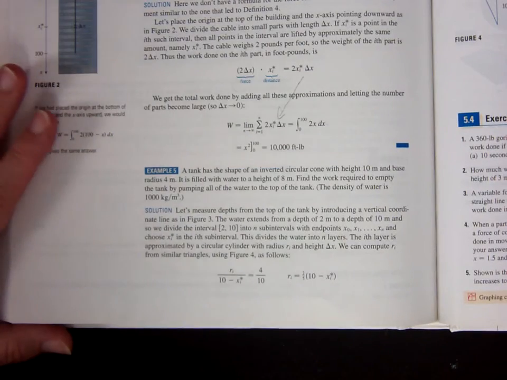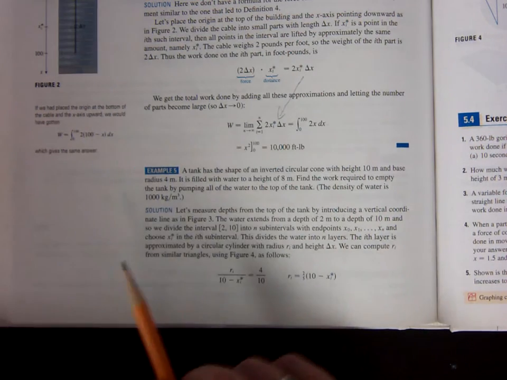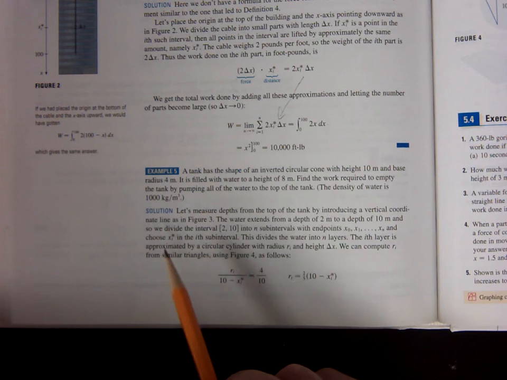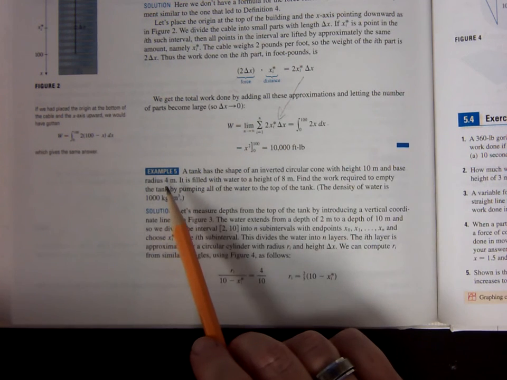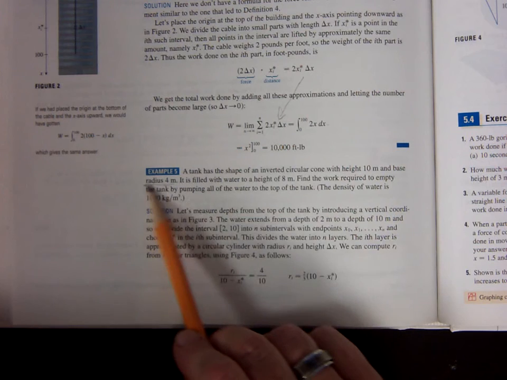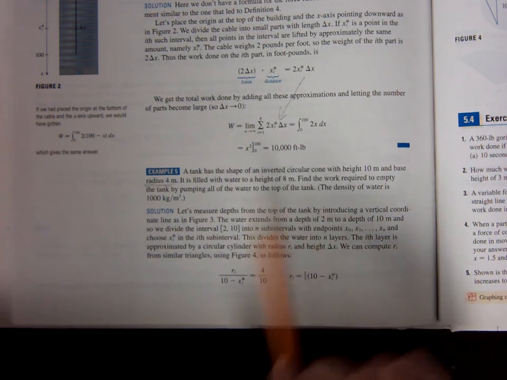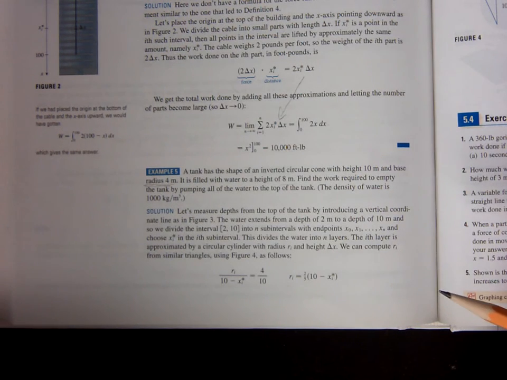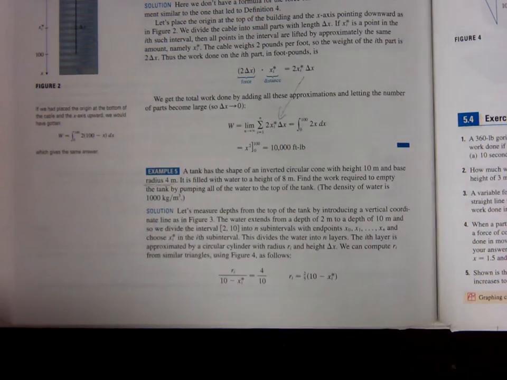Lastly, but not leastly, well, I guess maybe last, but you can decide if it's least. We have a tank that is in the shape of an inverted circular cone with a height of 10 meters and a base of radius 4 meters. It is filled with water to a height of 8 meters. Find the work required to empty the tank by pumping all the water to the top of the tank. The density of the water is 1,000 kilograms per meter cubed.